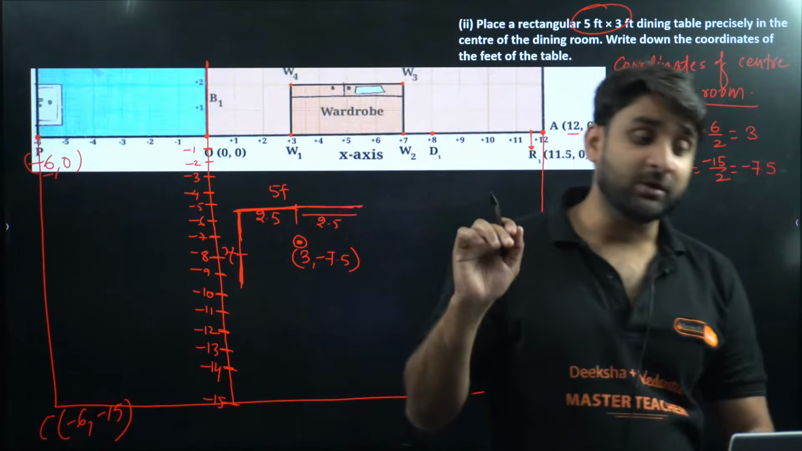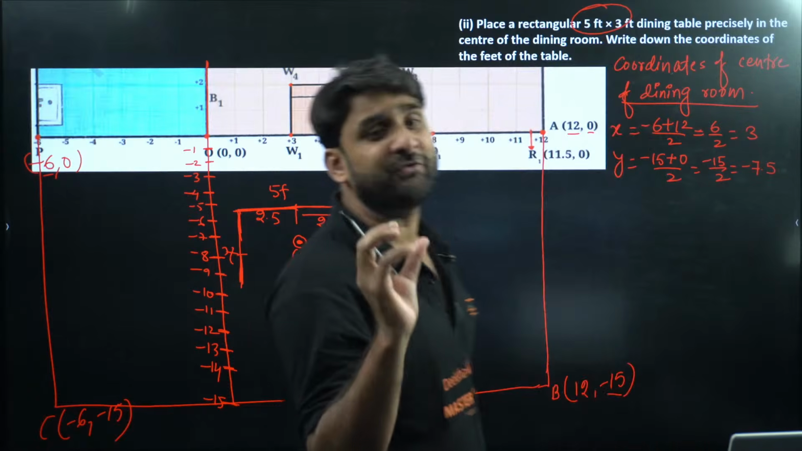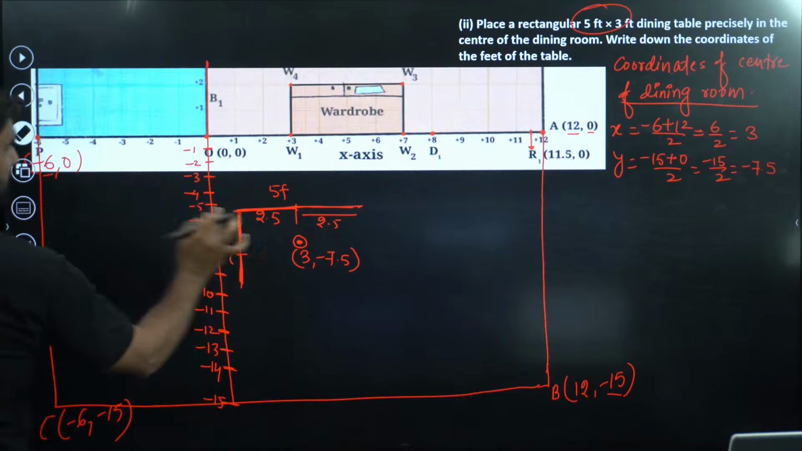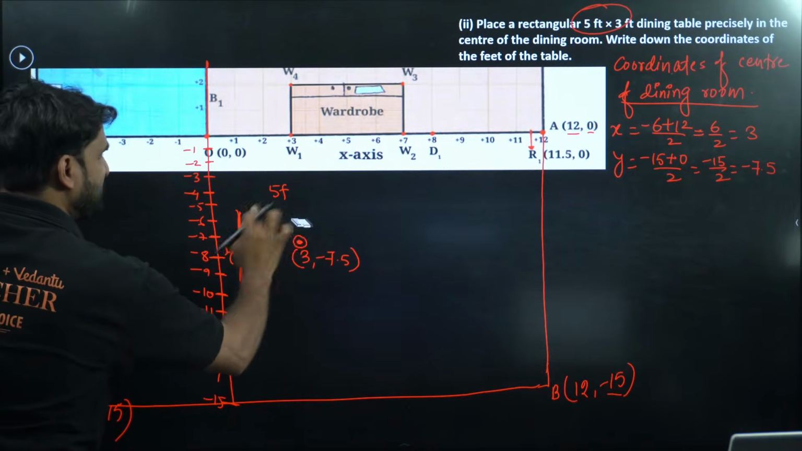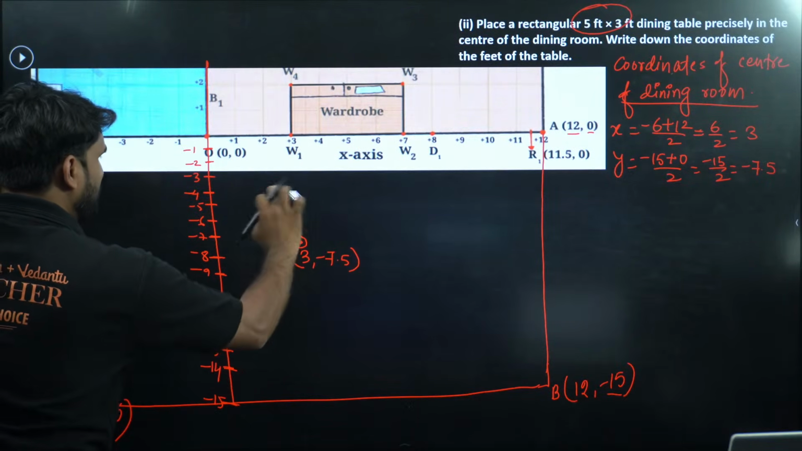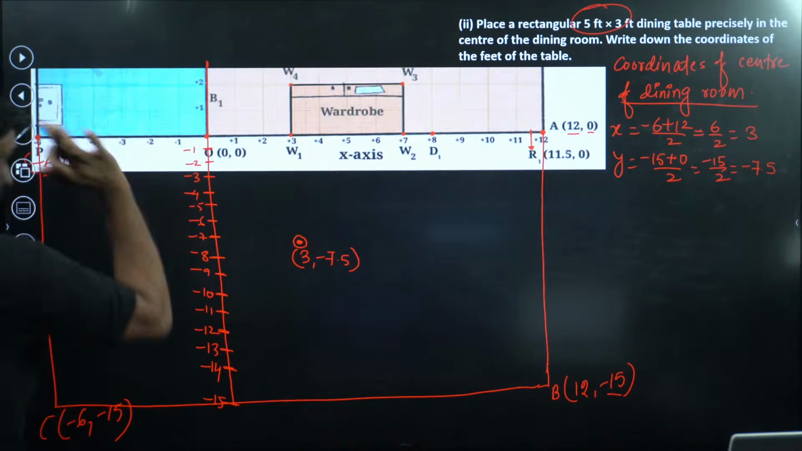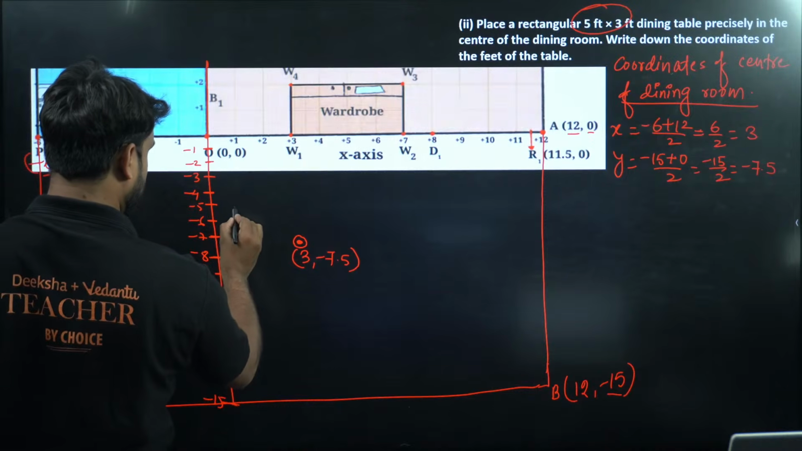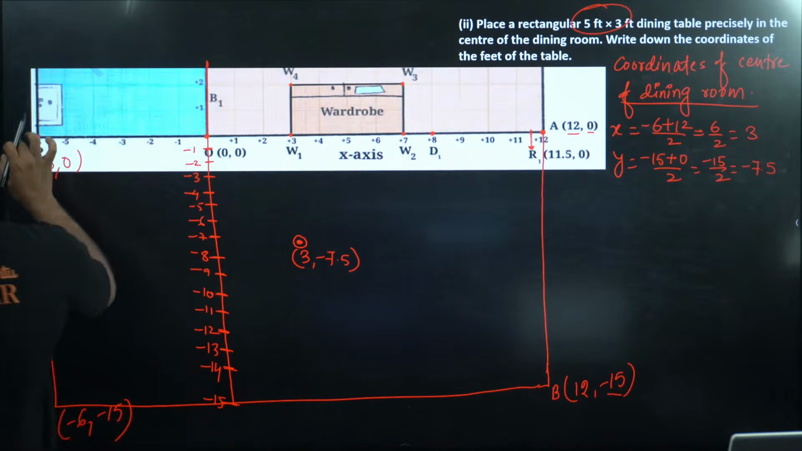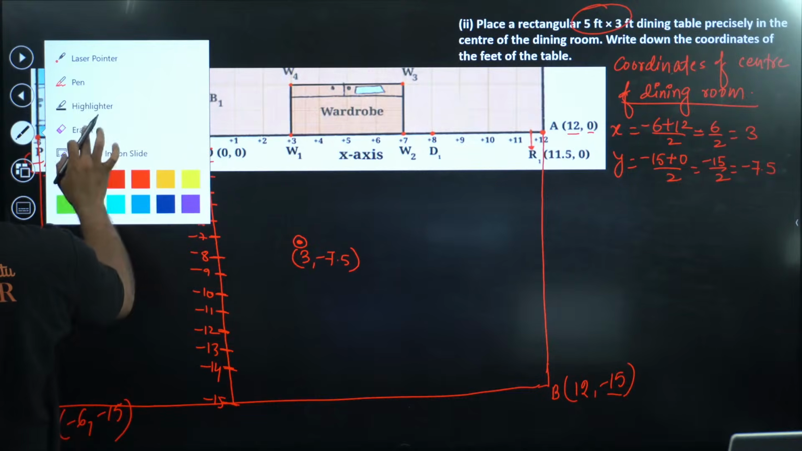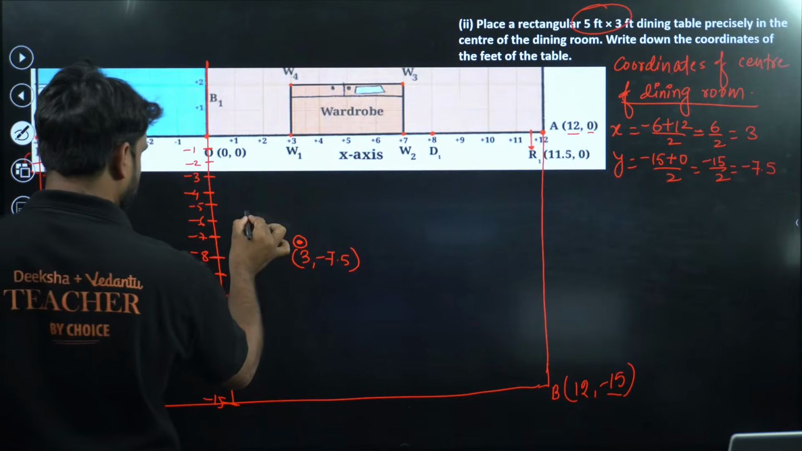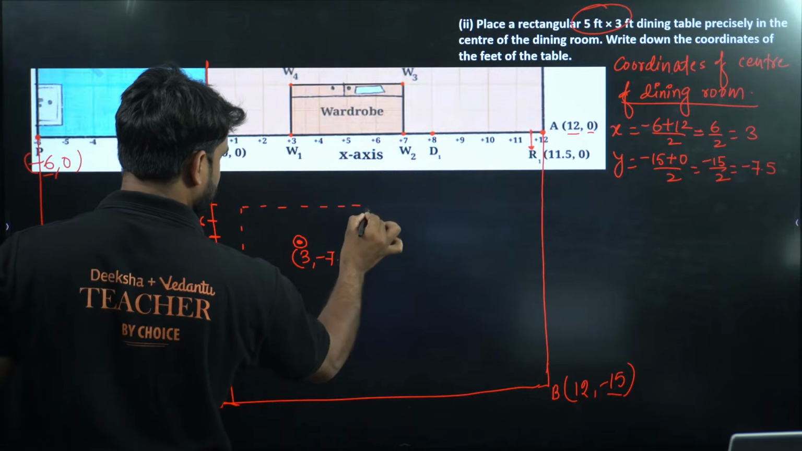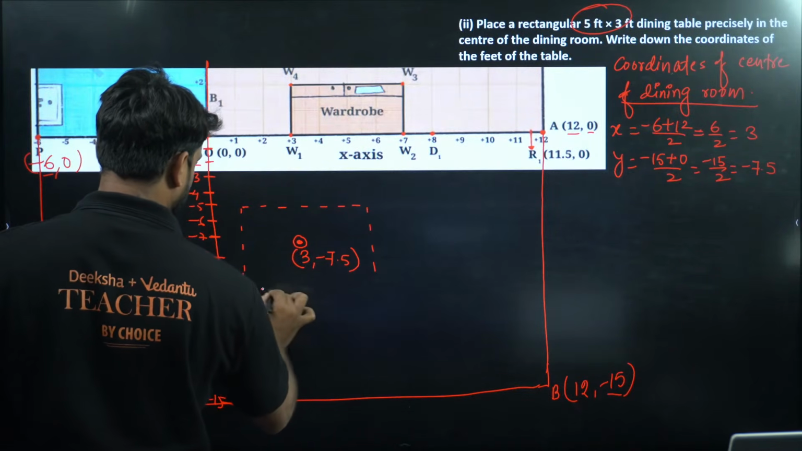So to find out the corners of the dining table, just imagine, for just imagination, I am taking the position of the dining table as this. This is just an assumption, champions. Please make sure this is just an assumption, please ignore. This is the dining table.